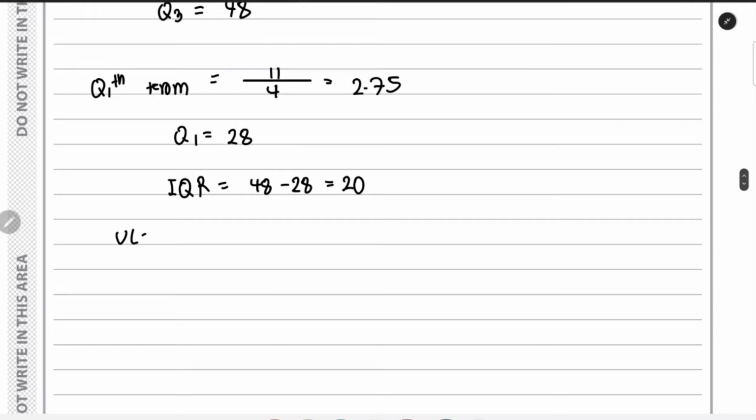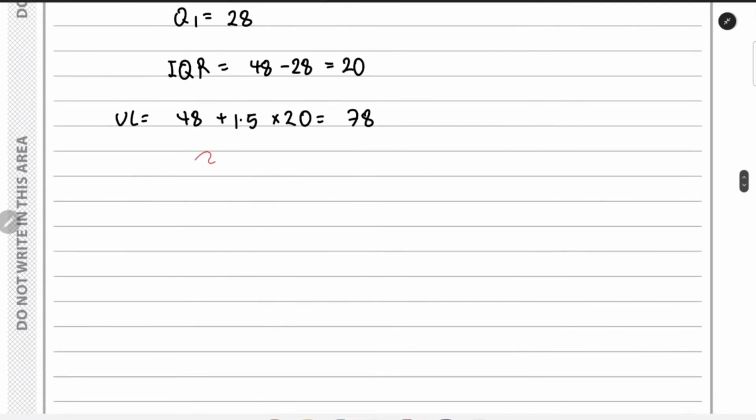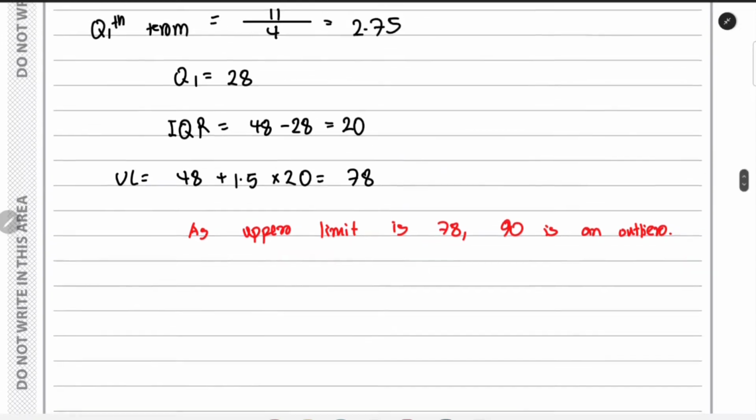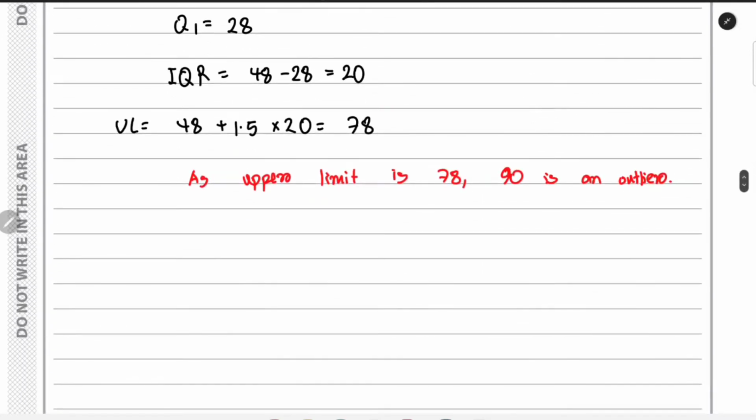So the upper limit would be 48 plus 1.5 into 20, which would be 78. So we can say that as the upper limit is 78, 90 is an outlier. Or we can just write, 90 is bigger than 78, so 90 is an outlier.